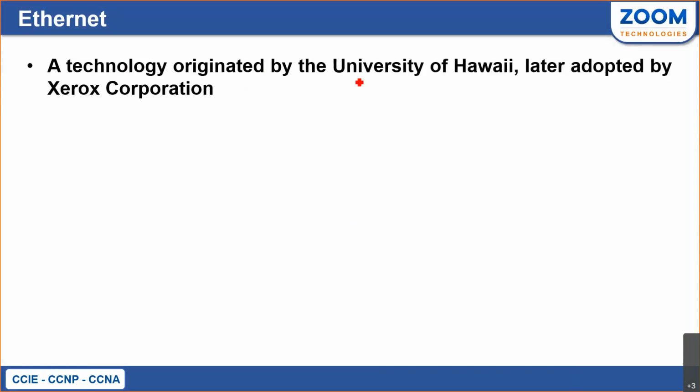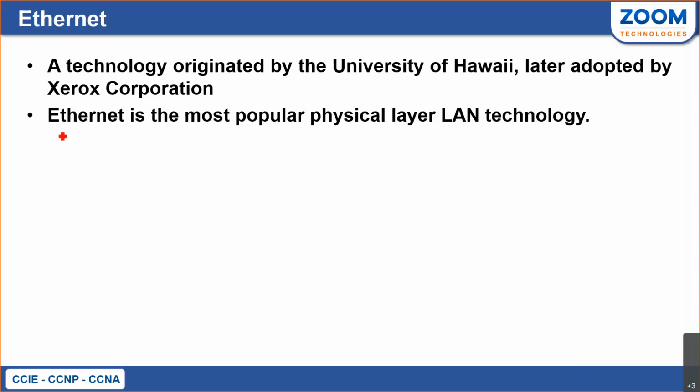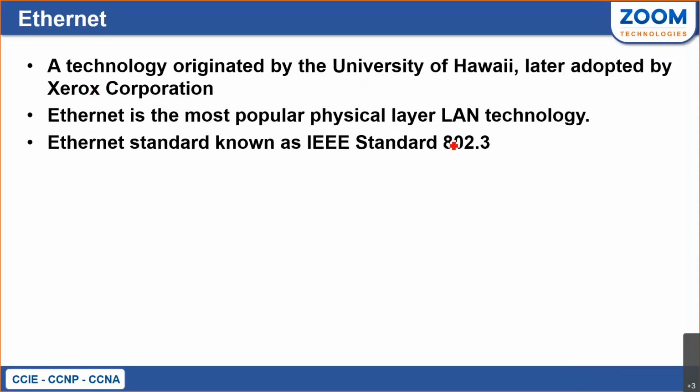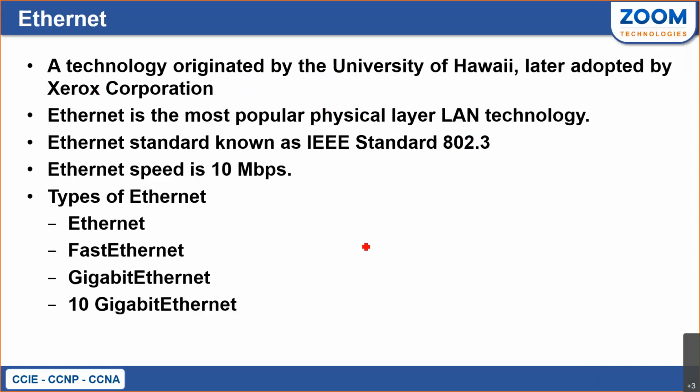So I have a small introduction about this, like a technology originated by University of Hawaii. The rest corporations later adopted. See this point? Ethernet is the most popular physical layer LAN technology. As per IEEE standards, each and every technology has some standards. Ethernet standard is 802.3. And types of Ethernets: Ethernet, fast Ethernet, gigabit Ethernet, 10 gigabit Ethernet, these are Ethernet families.